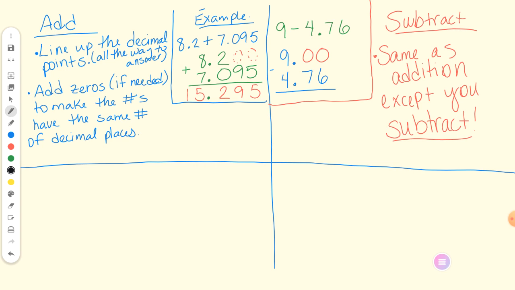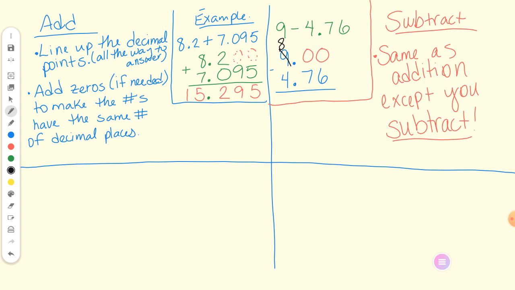So, can I take 6 away from nothing? No. So I have to go to the tenths, but there's nothing there, so I have to go all the way over to the ones. I'm going to take a 1 away from the 9 and make it 8. Where does that 1 whole go? Maya? Right next to it in the tenths.